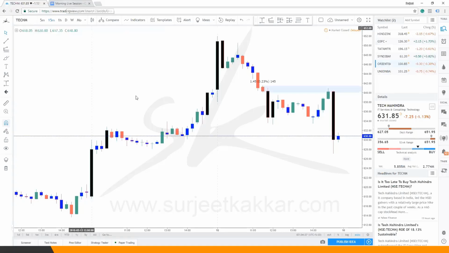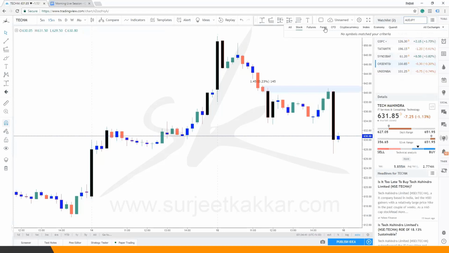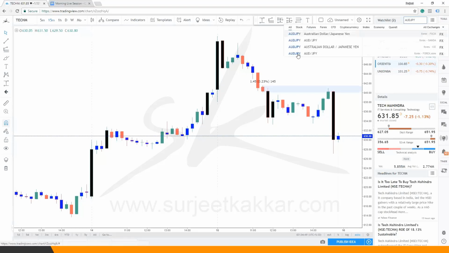Now, the second thing is if you can analyze Aussie JPY. So let's look at Aussie JPY. AUD JPY, and let's say I want all exchanges. And let's go to currencies. Let's do all. Right, so let's look at Australian dollars.